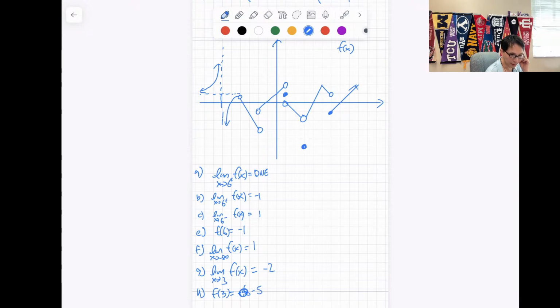What happened when limit as x approaches -2 from the left, and limit x approaches -2 from the right? And what happened when limit x approached -2? And what happened if f of -2? H, I, J, K, L.